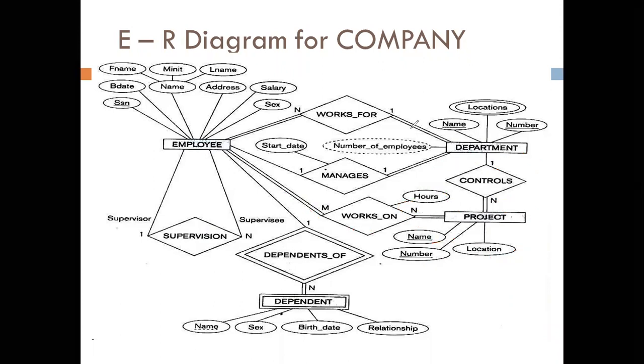So this is the complete entity relationship diagram of the company database. These diagrams you will have to write for all the laboratory experiments as well as for your mini projects. So by practice you can write these kinds of diagrams.